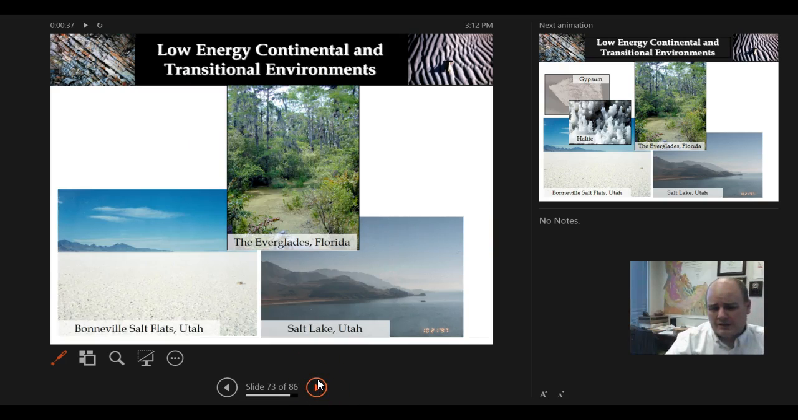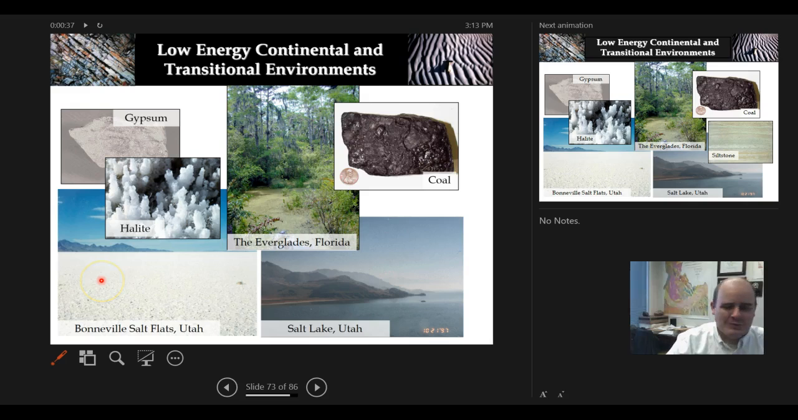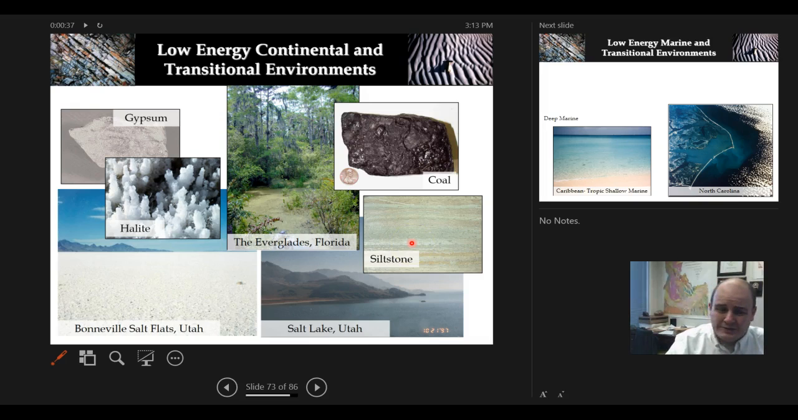Now, what rocks will actually form in these different environments? Well, we break them down lots of times based off of energy at this point, because remember, energy has a big impact on what kind of rock you'll find in that location. Low energy continental and transitional environments, here are some examples. In the Everglades, if you had a low energy organic locality, you might get lots of coal. Whereas in the Bonneville Flats, the large flat that Jack Sparrow took his boat across, you might have lots of salts like halite or gypsum. Or on the bottom of the Great Salt Lake, you might have siltstones or mudstones or clays or shells, things like that.